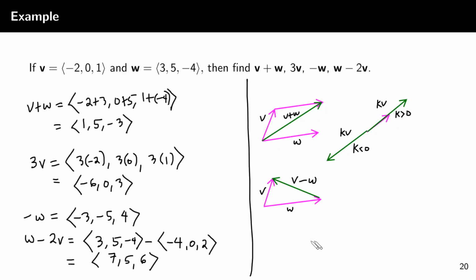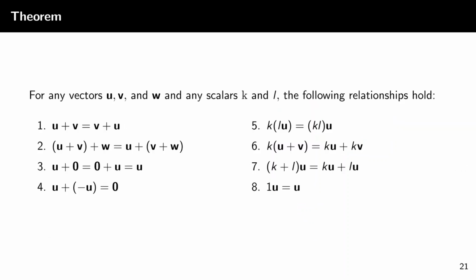Okay. Now in the next theorem, we have the properties of the vector operations that we just discussed. Okay, so no need to memorize this. You just need to understand what's happening. So dito sa number 1, it shows us that vector addition is commutative. U plus V is equal to V plus U. Dito sa pangalawa, it shows us that vector addition is associative. Quantity U plus V plus W is equal to U plus quantity V plus W.